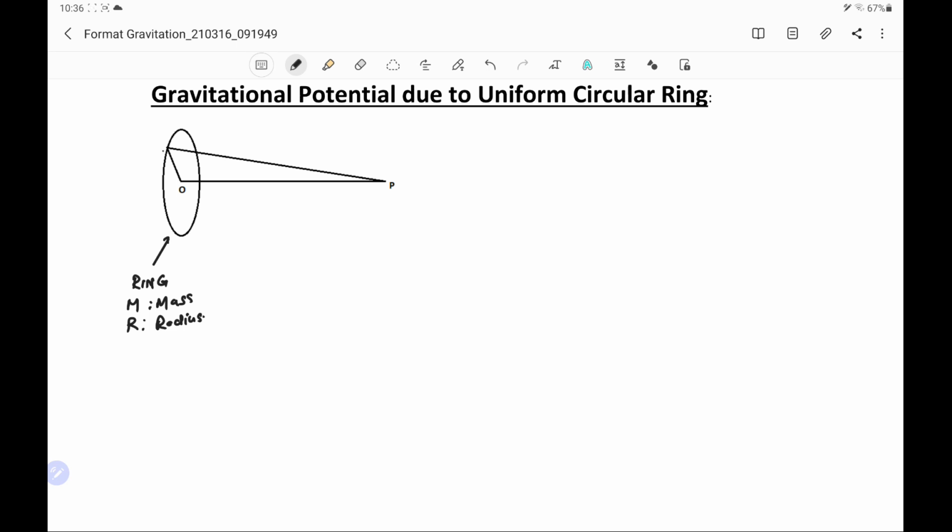Let's take an elementary mass, because this is a continuous mass distribution, so we have to use the differential and integration method to find the gravitational potential. For that, we take an elementary mass on the ring. This elementary mass will be like a point mass.